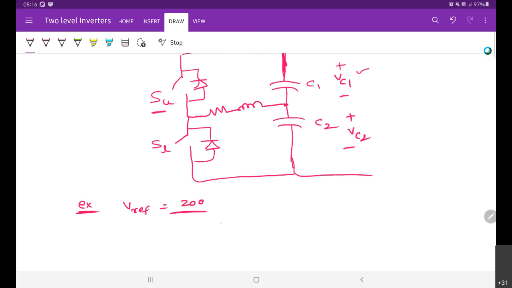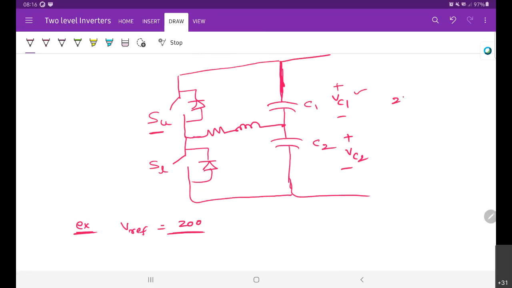First scenario: assume that one capacitor voltage is 210 volts and the other is 190 volts. Now, which switch is turned on? The upper switch, SU, is turned on, because this capacitor is excessively charged, and somehow we need to transfer this excess charge. Therefore the upper switch is turned on.